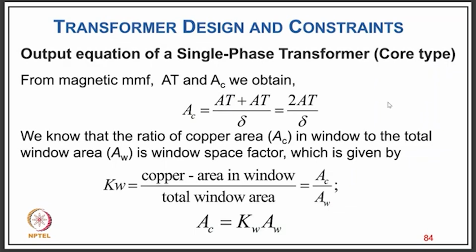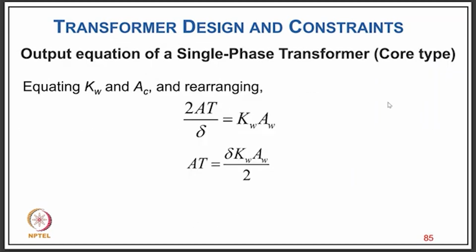So we know that the ratio of copper area in the window to the total window area is the window space factor, which we call KW. So copper area in window divided by total area, that's AC upon AW. So AC is equal to KW into AW, because AW is a physical dimension. So equating and rearranging, 2AT upon delta equal to KW AW, and from this we can find out that AT is delta KW AW divided by 2.